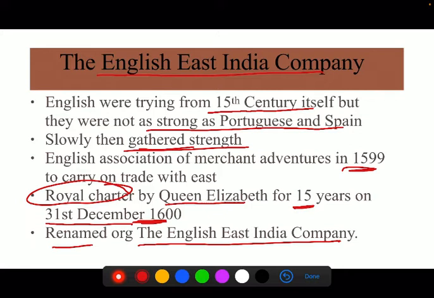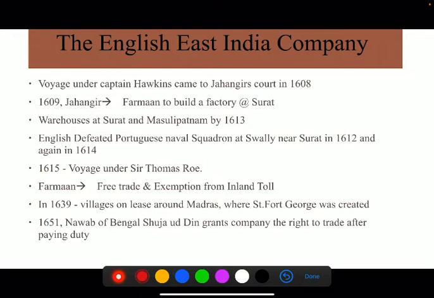So till here it is all clear how the British East India Company was formed. Then what happened? They came to India around 1604, and the start of the English East India Company was very gentle and very humble. First of all, a voyage was sent under Captain Hawkins, and Captain Hawkins went to the court of Jahangir in 1608 to take the permission to do the trade in India.